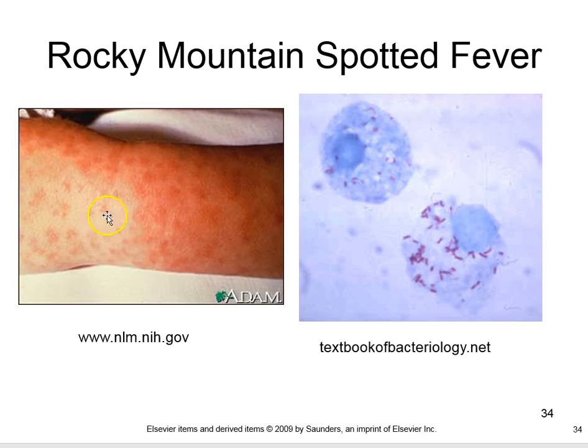So this is a picture of the rash on the hands and forearm. Okay, and this is what the little organism looks like. You notice it's inside the cell, so it's an obligate intracellular parasite. The rash starts on the hands and feet and later spreads to the trunk. This is zoonosis, which is a disease of animals that can be transmitted to humans.